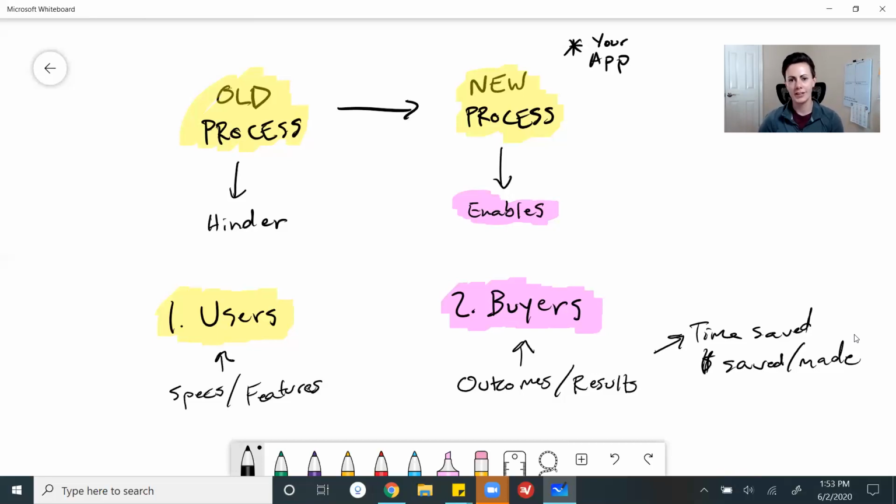It's not just about building it, because you can build a really amazing product, but if no one can understand why they should use it, why they should pay for it, then all of that development time may be for nothing. So define the old process and define the new process. And I mean, actually write it out and explain it. And then understand what matters to your users and what matters to your buyers. Be able to describe those things, because that's really what's going to help you market and sell your app.